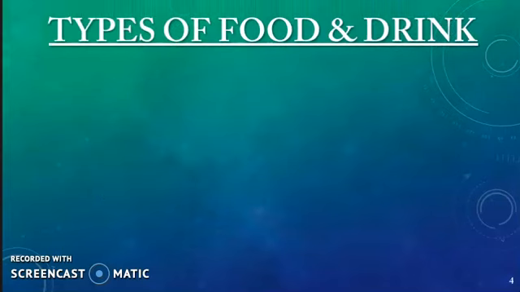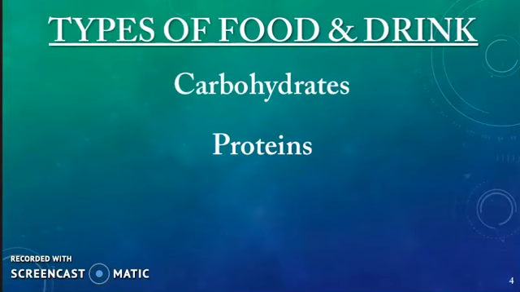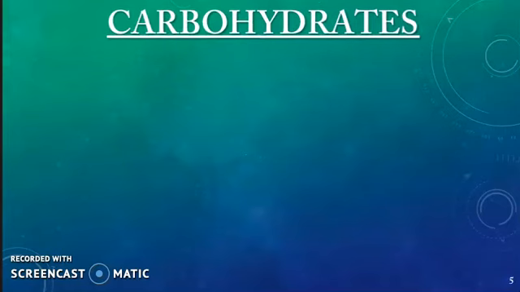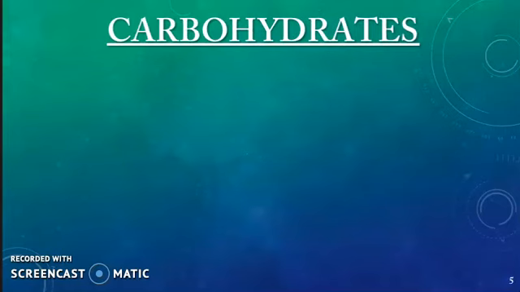There are three types of food and drink that we can consume. The first one's carbohydrates, the second one is proteins, and the last one is fats or lipids. I tend to use the word fats, but scientists tend to use the word lipids. And when we get to carbohydrates, I tend to use just carbs because it's an easier word to say. So if I say carbs, I mean carbohydrates. We're going to break down each one of those individually. Let's look at carbs first.